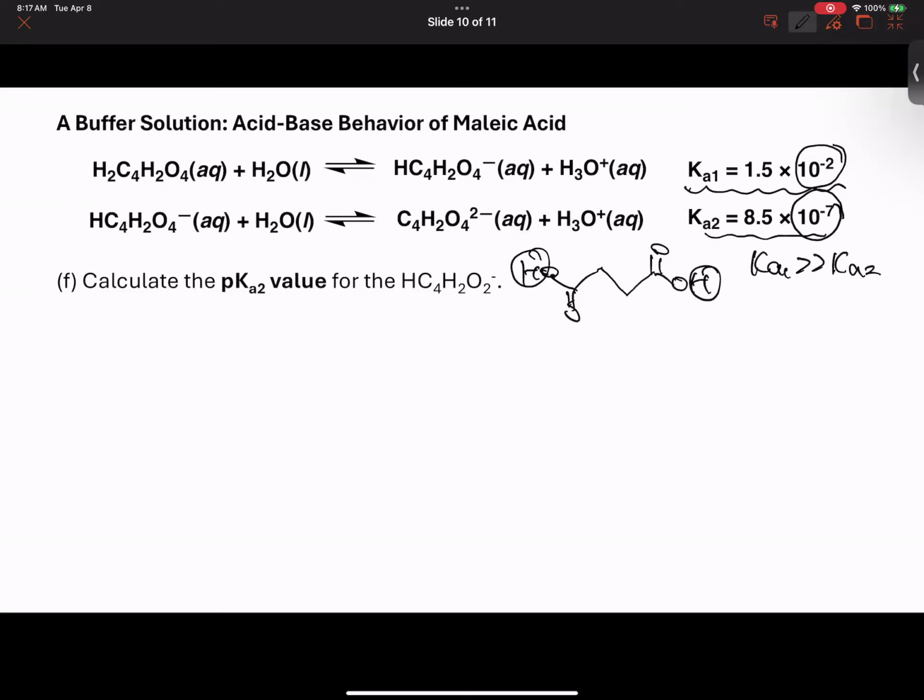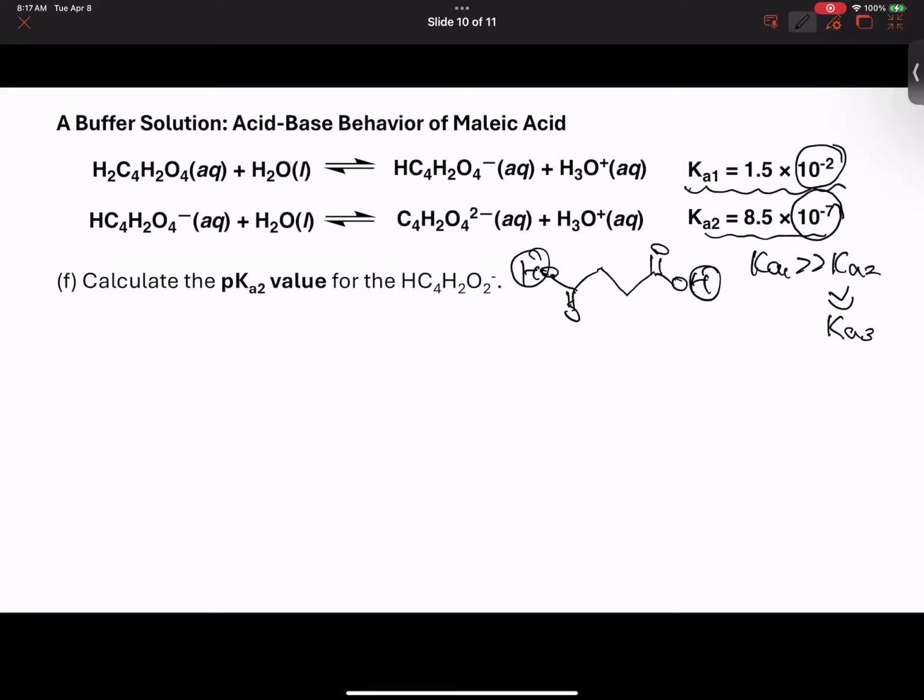And again, if we have a third proton that can be protonated, that is again much weaker. Ka2 is bigger than Ka3. Remember those relative properties: 10 to the negative 2, 10 to the negative 7, it is a 5 order difference. Very large difference between these two values.